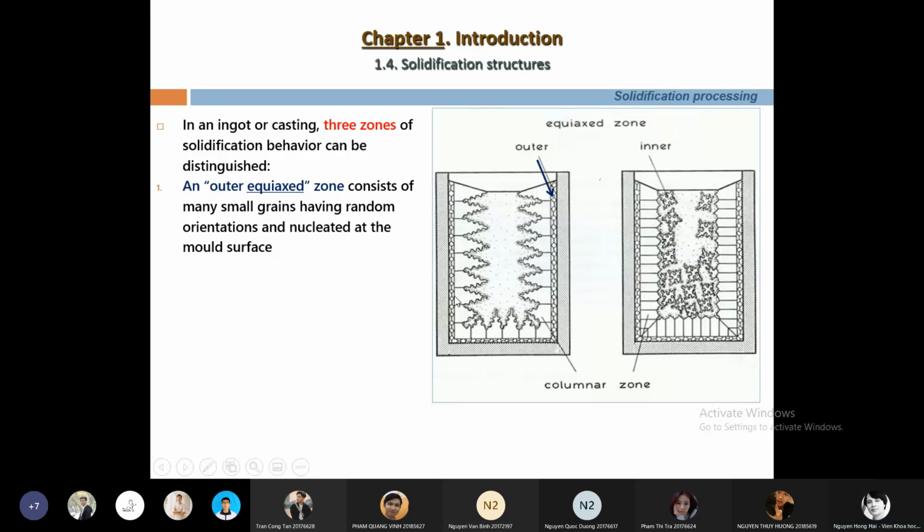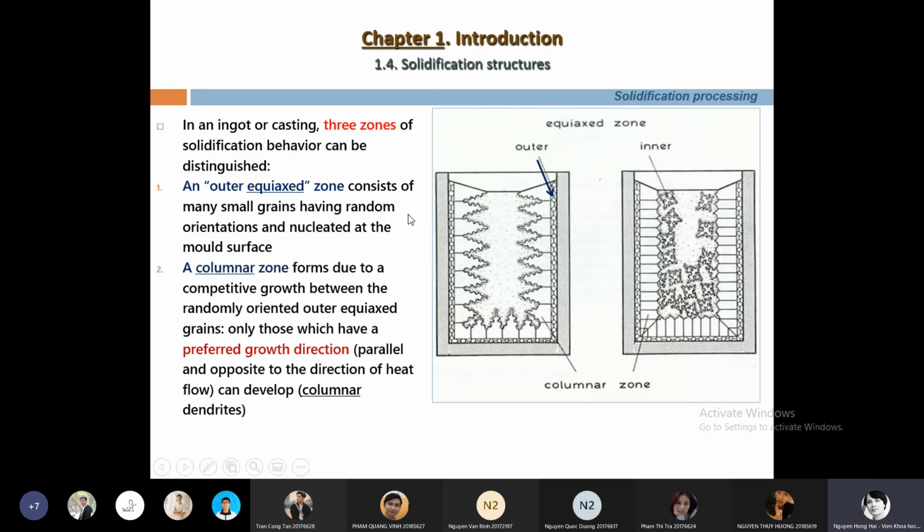After a very short time, this zone can be formed, and we can count this zone as the skin of the casting. Casting skin. After this, the second zone can be found, the columnar zone. You can see the grains form and develop towards the center as columns. So we have the columnar zone.